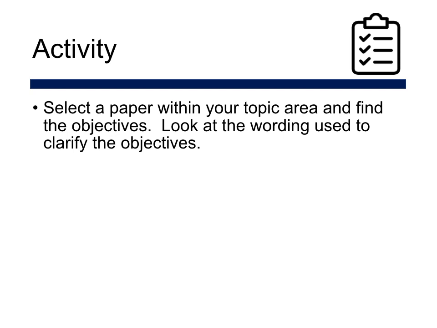For this activity, select a paper within your topic area and find the objectives. Look at the wording used to clarify the objectives. Well, you can't copy the wording when you do your own write-up. The more you become familiar with the language generally used to write research questions, specific aims, or objectives, the easier it will get to write this section of your paper.